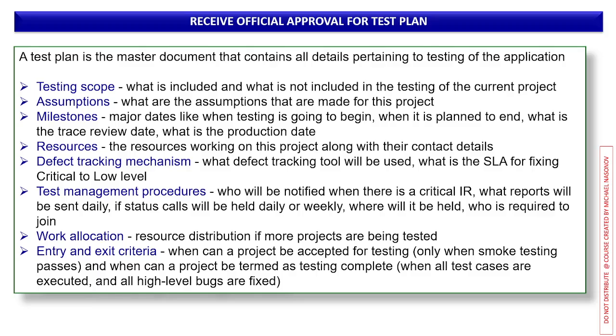Test management procedures. Who will be notified when there is a critical issue? Will reports be sent daily? Will status calls be held daily or weekly? Where will they be held, and who is required to join? For example, for normal waterfall projects, you are practically obligated to send project stakeholders a daily execution dashboard. And for agile style projects, you have scrums for this, daily scrums.